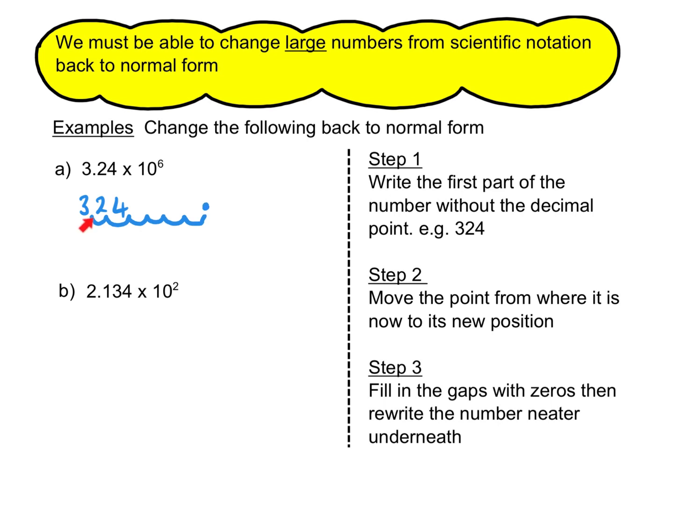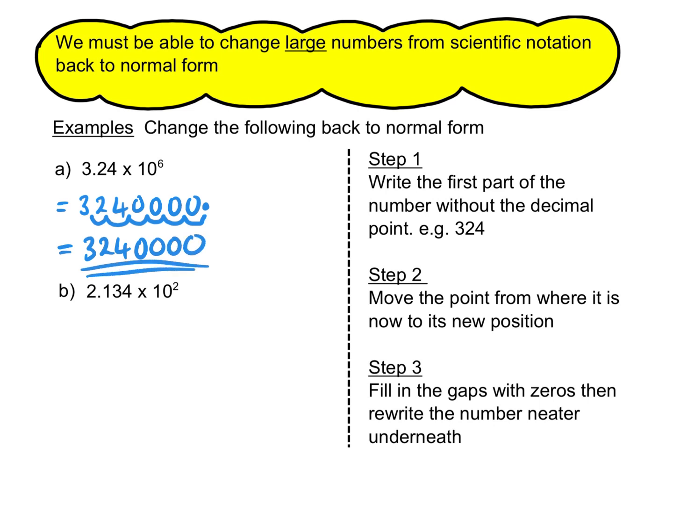Make sure your answer only has 1 decimal point in it, so I shouldn't have a point here anymore. I've moved it to here. Each of these spaces, each of these little troughs, they need to be filled with zeros. And then, because that looks a bit of a mess, I would probably write that out underneath just a little bit neater, and that is my answer in full form.